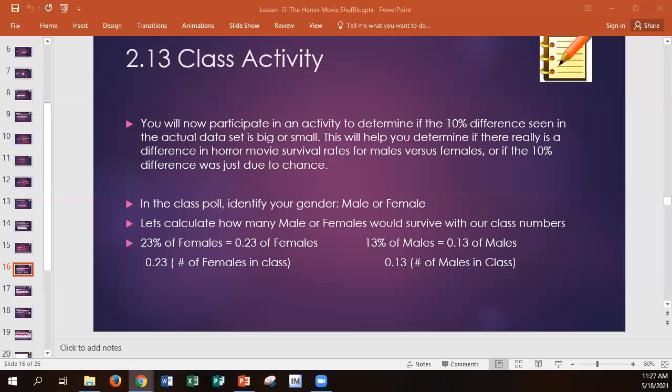In general here, we have 1, 2, 3, 4, 5, 6, hold on, 7, 8, 9, 10, 11, 12, 13, 14, 15, 16, 17. So we had 17 female. Then 1, 2, 3, 4, 5, 6, 7, 8, 9, 10 male.